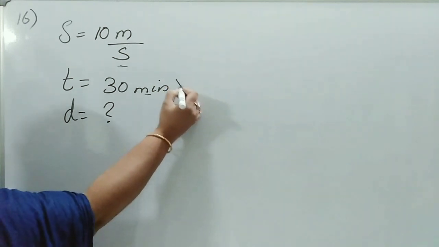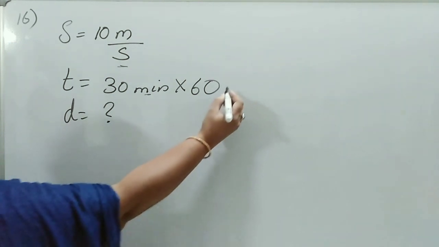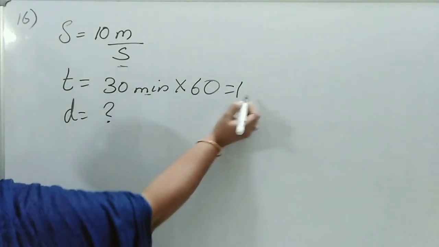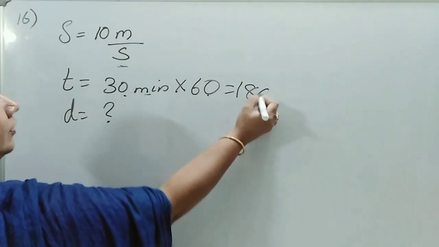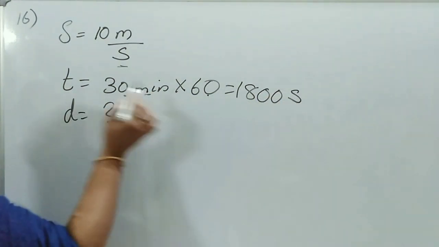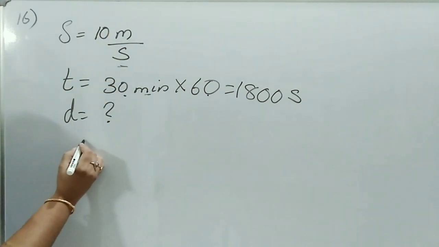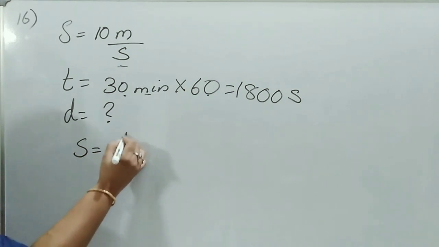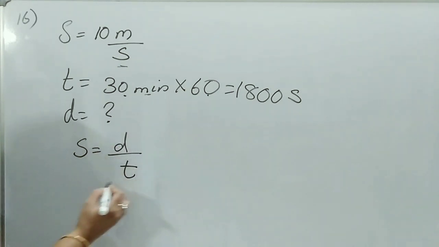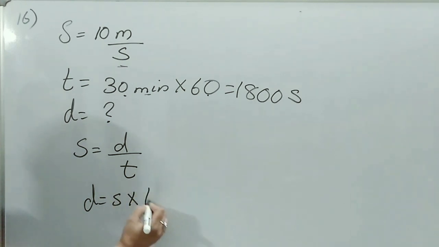What do we have to do? Multiply minutes by 60. 1 minute is 60 seconds. So 30 minutes is 30 into 60. You will get 6 into 3, 18, then 2 zeros, 1800 seconds. So the time is in seconds, and speed is also in meter per second, so we can calculate distance. Basic formula: speed is equal to distance by time, so distance is equal to speed into time.